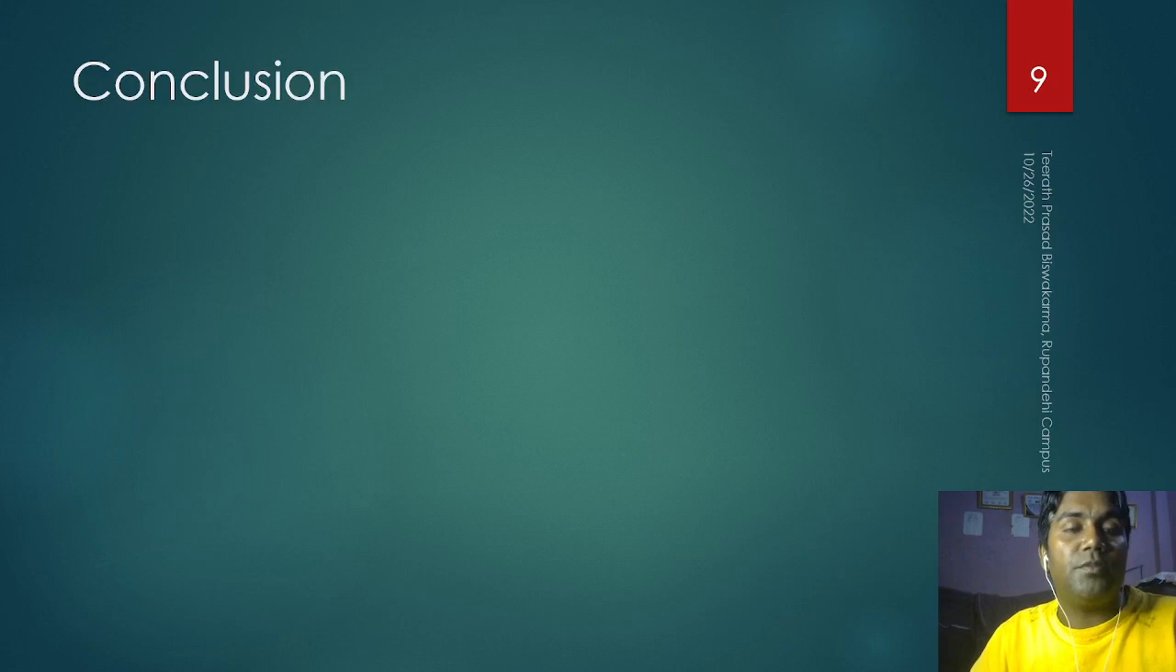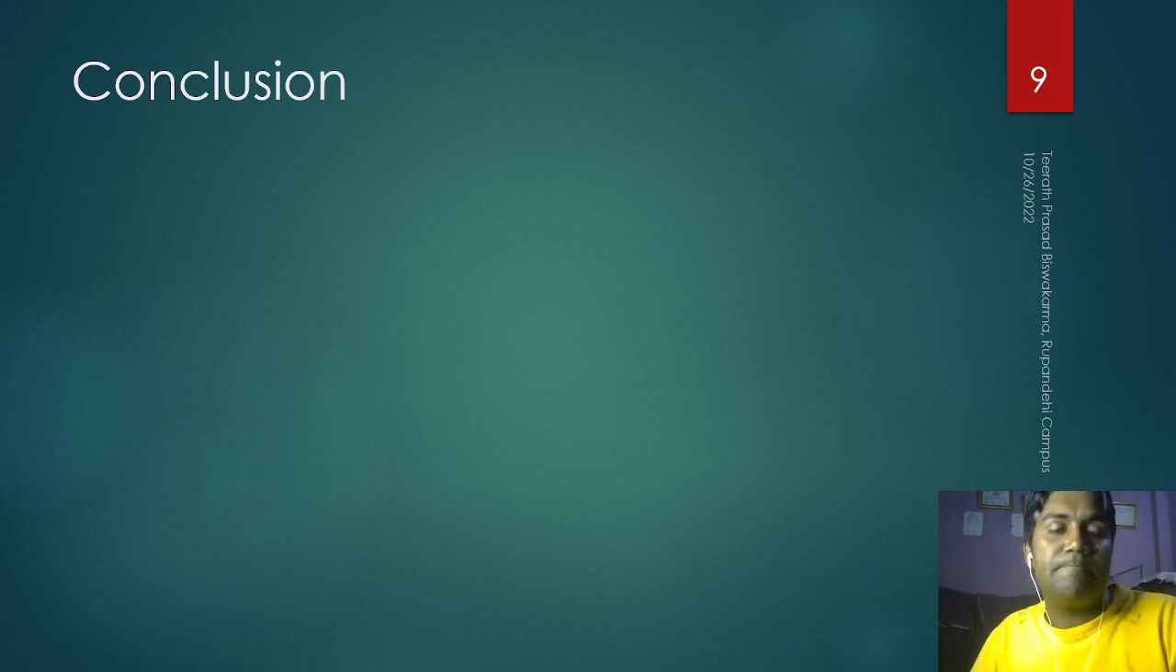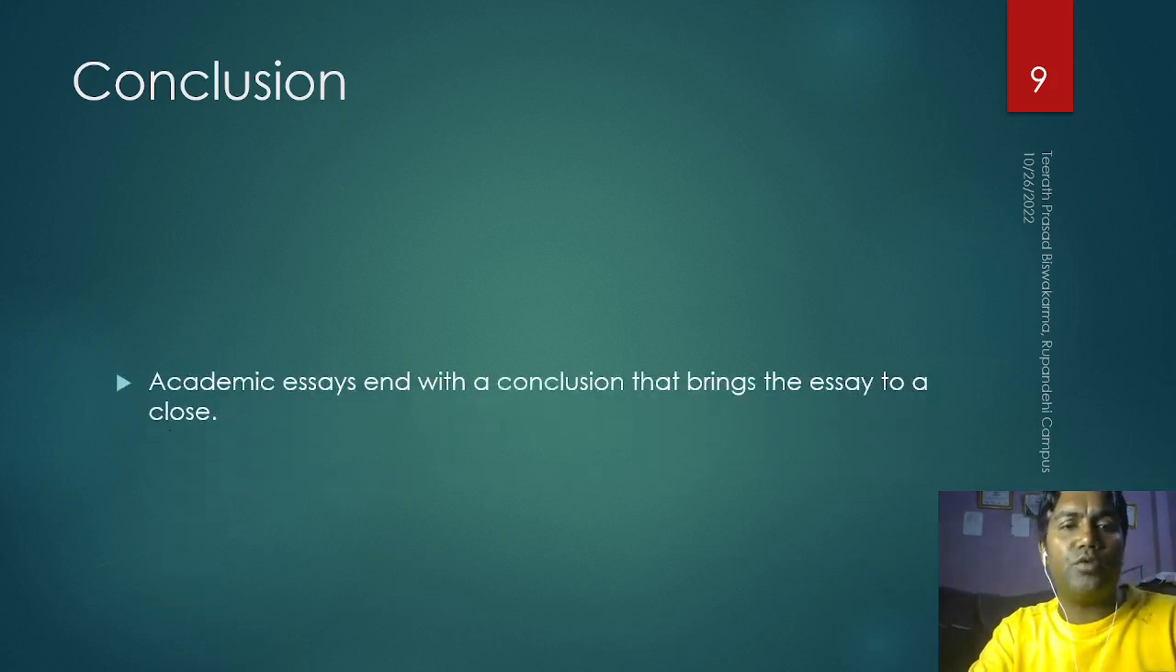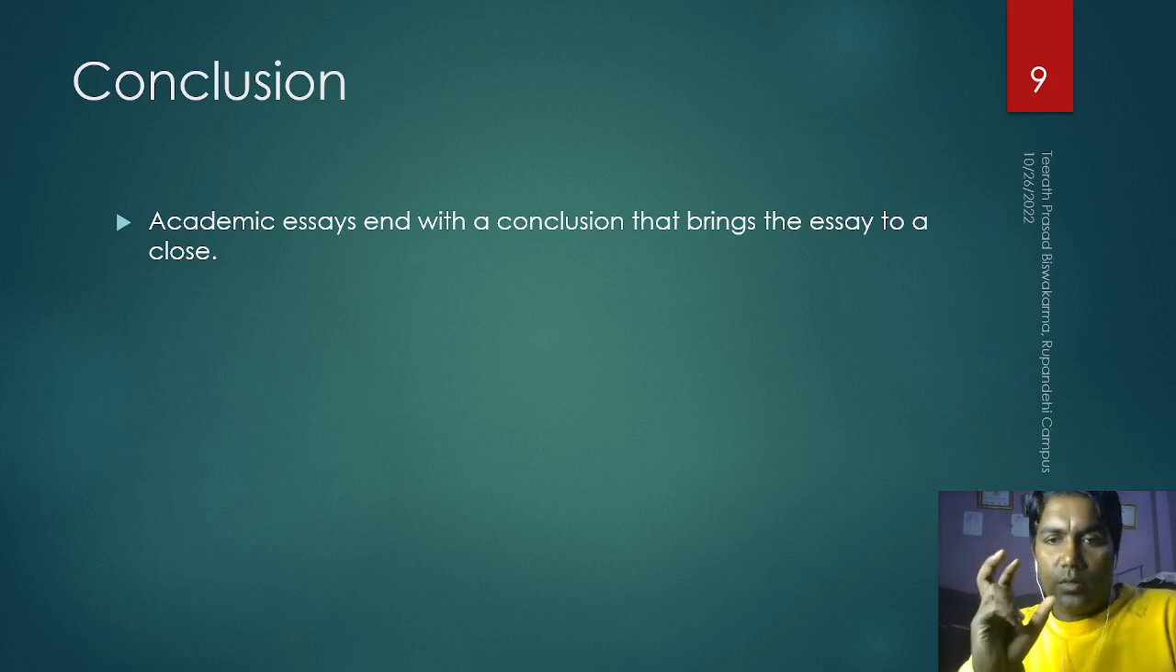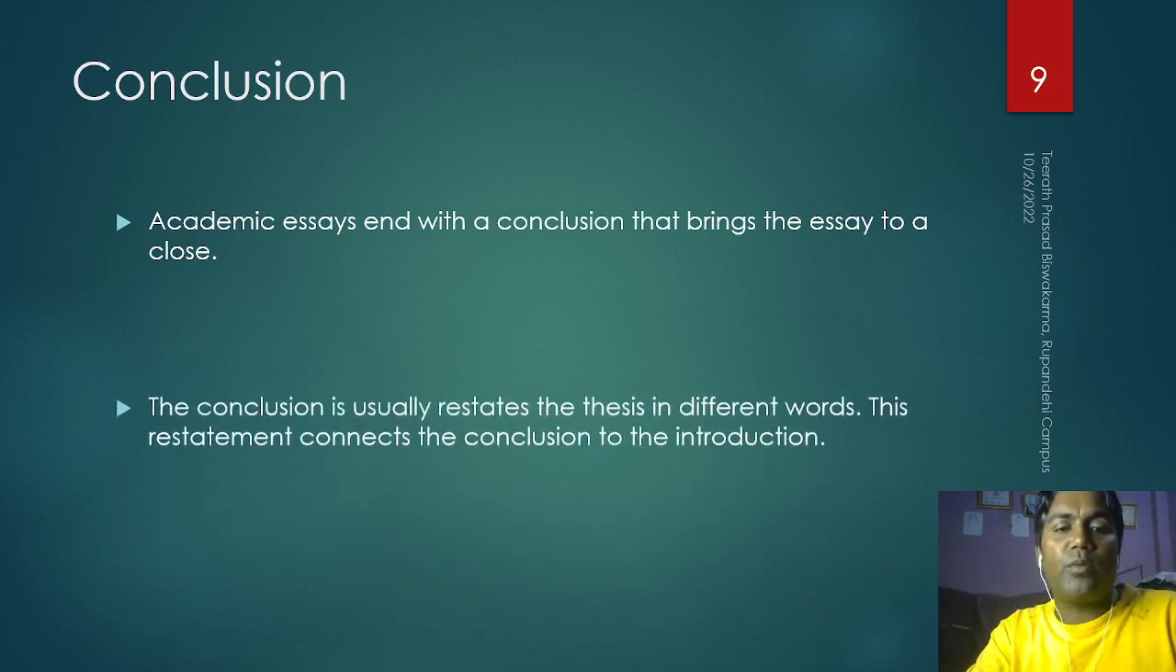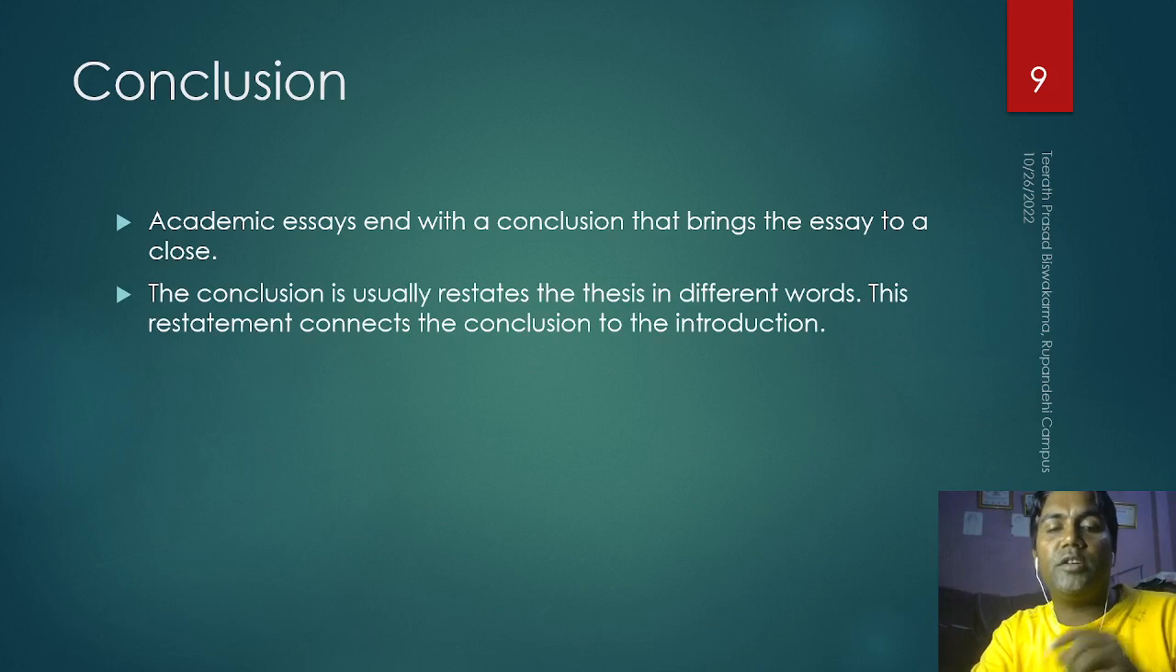Finally we have the conclusion. The conclusion of the essay is the repetition of what we have said earlier. We repeat the things that we have mentioned earlier in the introduction paragraph and in the body paragraphs. So it is known as restatement of the thesis. In other words, in conclusion, we restate the things that we have said earlier. So the conclusion is usually the restatement of the thesis statement in different words.